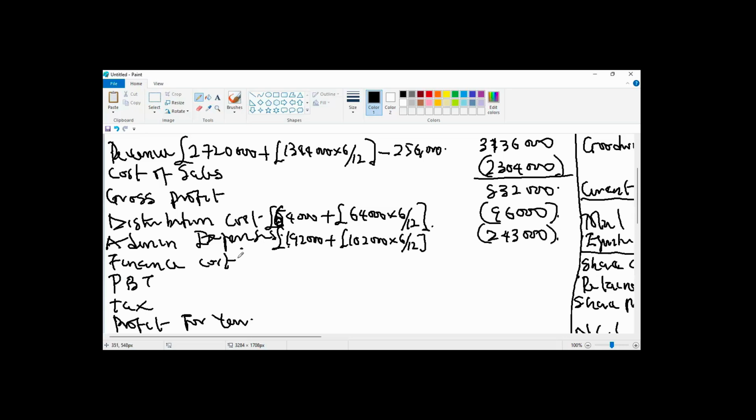Then the finance cost. What is the finance cost of the parent? 96,000 plus that of the subsidiary, 12,800 times 6/12. 16,000. This will now give me profit before tax. What is the profit before tax? 477,000.